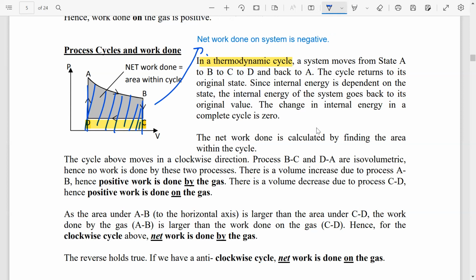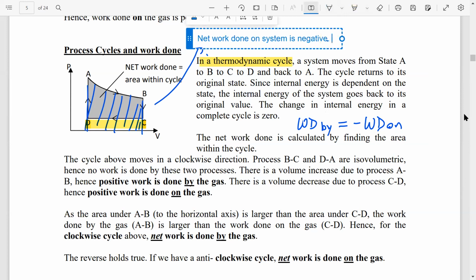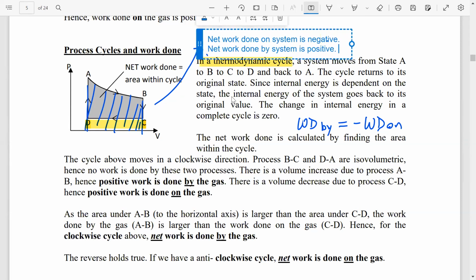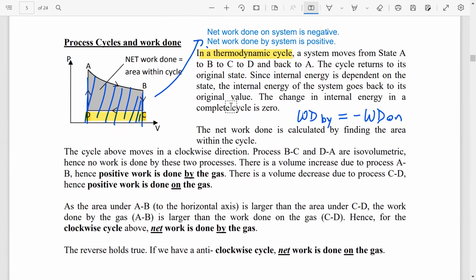Now, if you recall from the very front part, I mentioned that work done by is the negative of work done on. The work done by the system and the work done on the system are the opposite of each other. It's just an English thing. So in this case, net work done on is negative. It also means that net work done by the system is positive. So what does this really mean? Net work done by the system being positive. To be more proper, what it means is this.